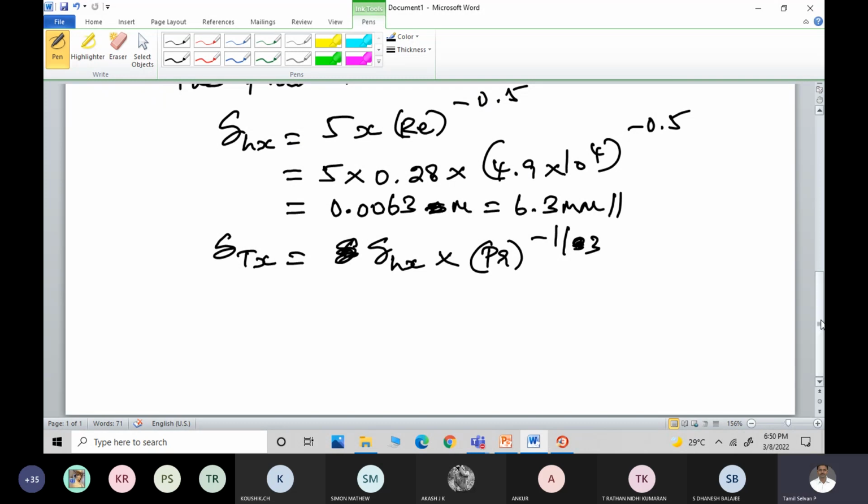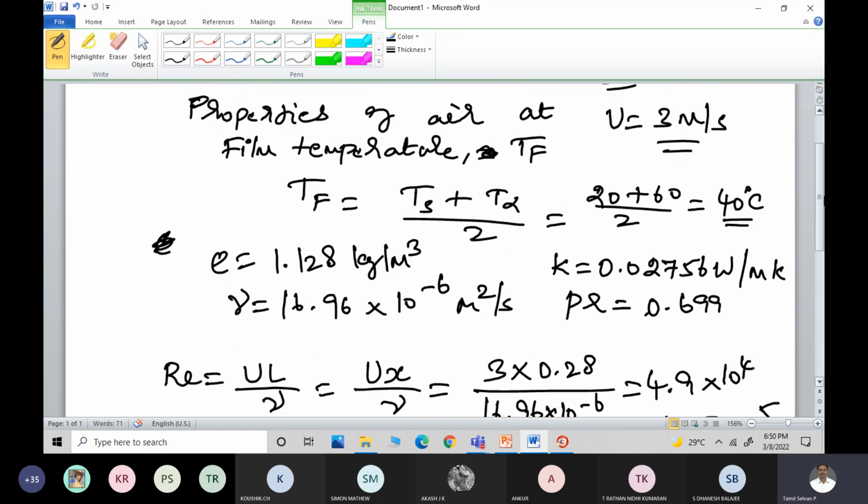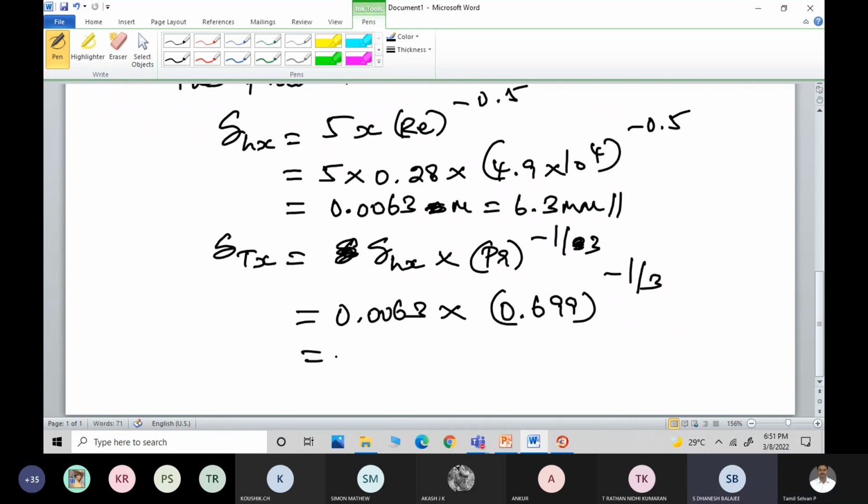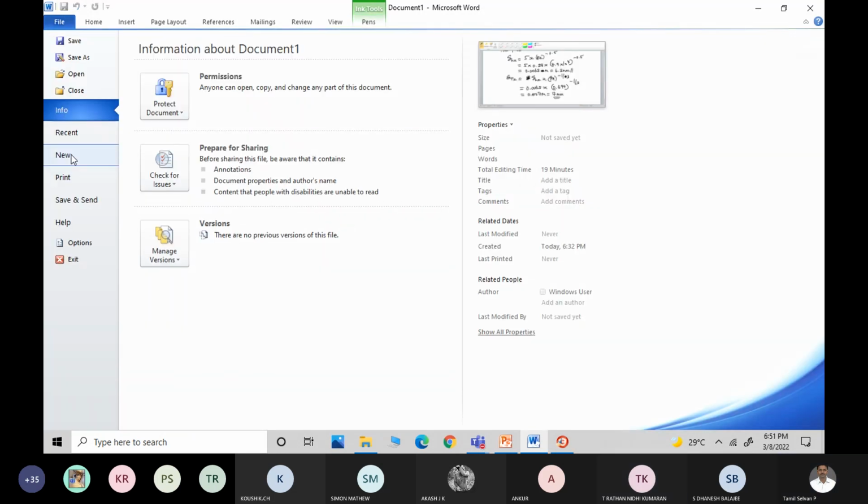Prandtl number we know, we have already found it. I have taken Prandtl number equal to 0.699. So 0.0063 into 0.699 whole power minus 1 by 3. How much is it? 0.007 meters, that is 7 mm. Is it okay, students? Yes, sir. All of you have taken this down?